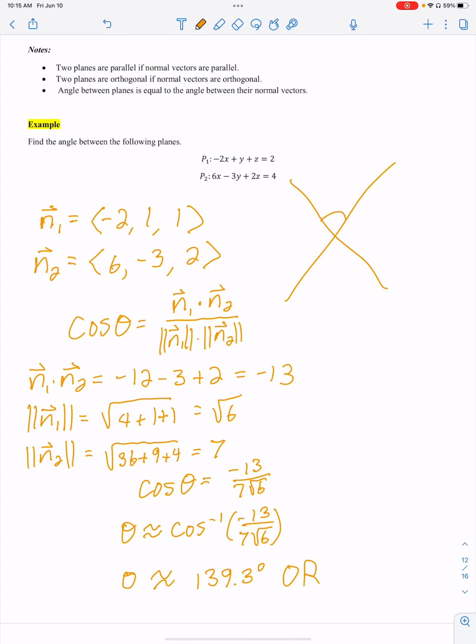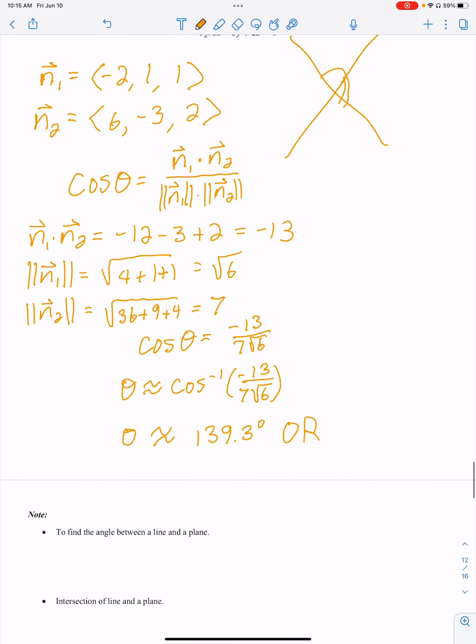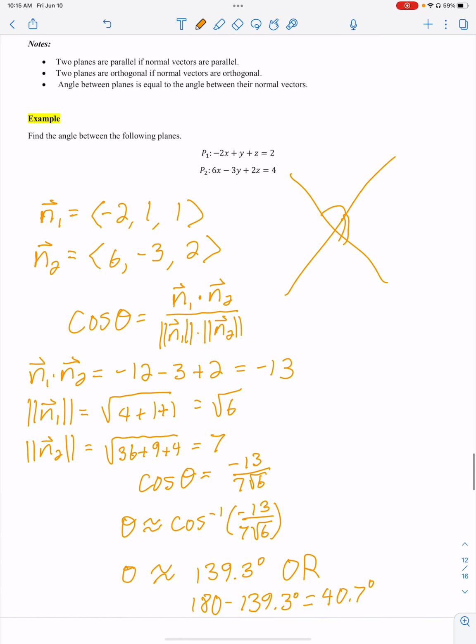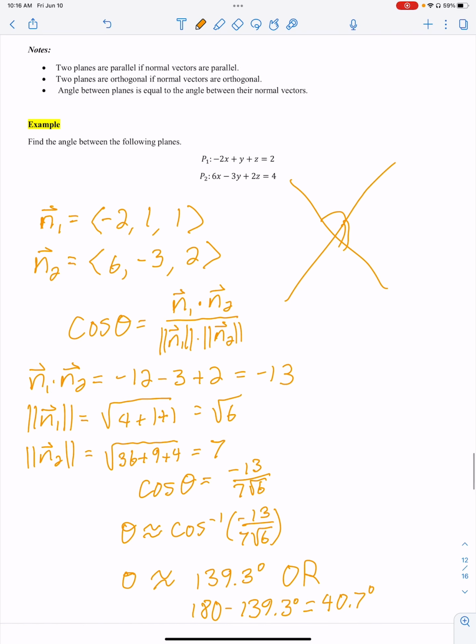Okay, if I have two planes, imagine we're looking right at them. We have this angle and we have this angle. So we could take that angle, or we could take 180 minus 139.3, which gives me the other angle, 40.7. So we have two angles in between the planes. It depends on which one. On a test or assessment, if I ask for the angle between two planes, I'll take either angle. If you came up with 139.3 or 40.7, I would give you the answer. I'll have them both on my key.